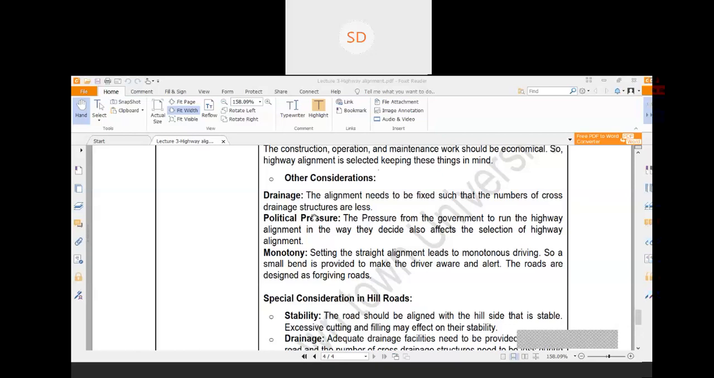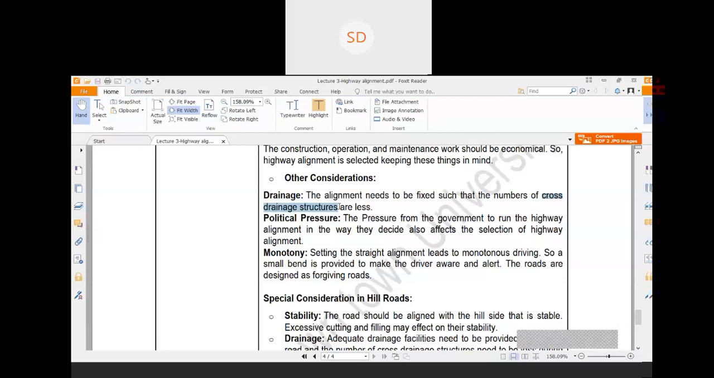So there are other considerations also, like drainage work. Now the alignment needs to be fixed such that the number of cross drainage structures is less. Now what is this cross drainage structure? Suppose in the hill areas, there are some small streams of water. Suppose a waterfall is there, and the water from the waterfall passes through a particular section of the road. So these types of small streams are called cross drainage structures.